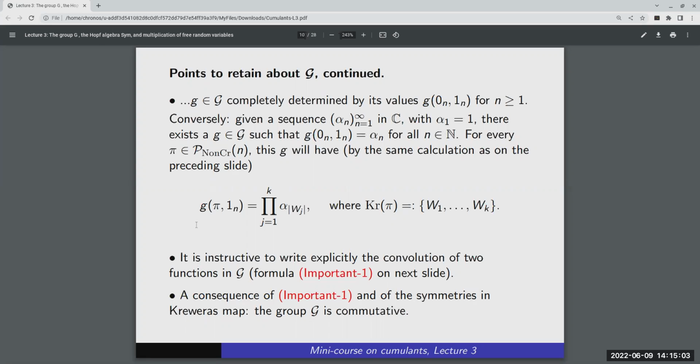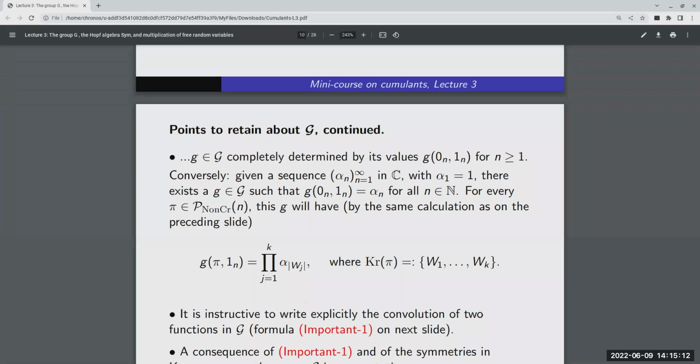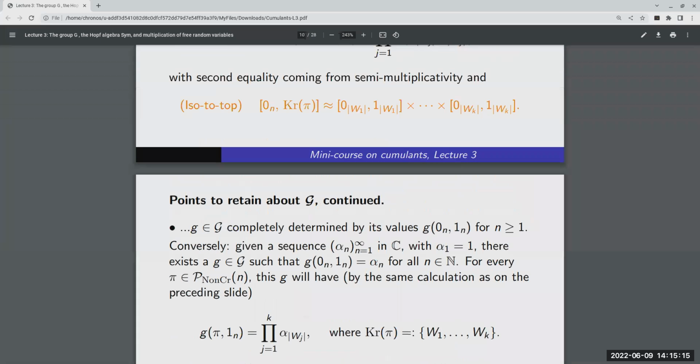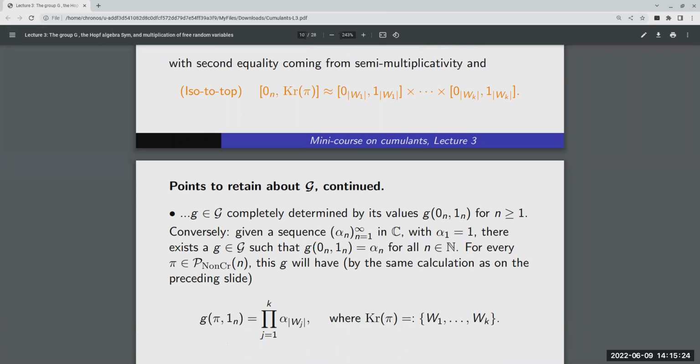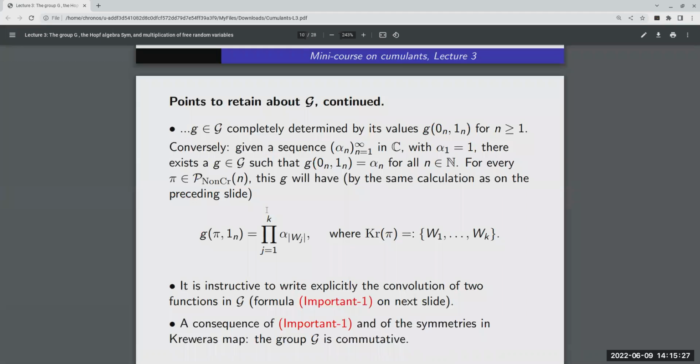And how do you get it? Well, you extend to G of pi, 1n by putting exactly the formula from the preceding slide. It's here at the top, where now these things have become alphas, alpha sub cardinality of wj. So these functions are determined by sequences of complex numbers, where alpha 1 is 1, because I like to be in a framework where I have a group. So that's alpha 1 equals 1.